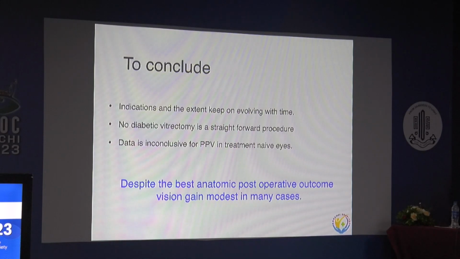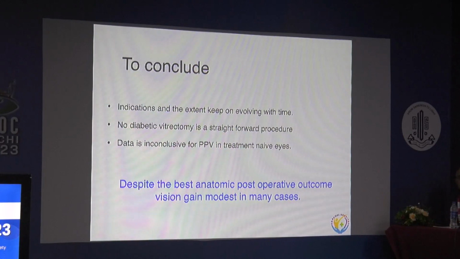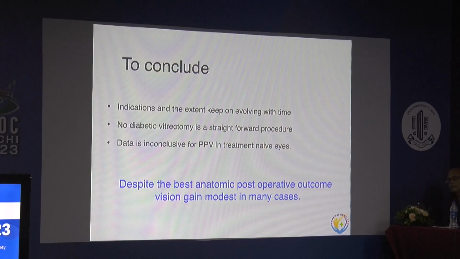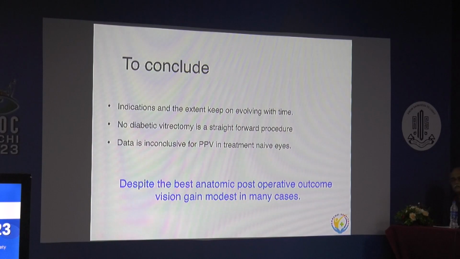So to conclude, indications of PPV in DME or PDR keep on evolving with time, and the extent also. Any diabetic vitrectomy, whether it is for vitreous hemorrhage or for DME, is not a straightforward procedure, and complications can happen. And data is inconclusive for PPV in treatment-naive eyes. And, as I have mentioned twice, the central subfoveal thickness does reduce, the foveal contour does get into shape, but despite the best anatomical postoperative outcome, vision gain is modest in many cases. Thank you so much.